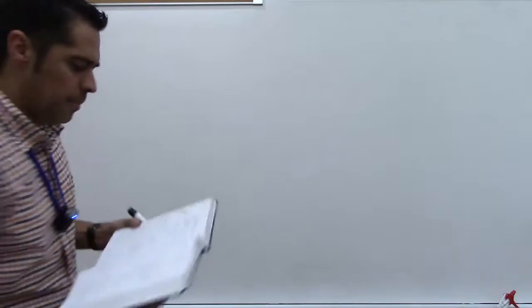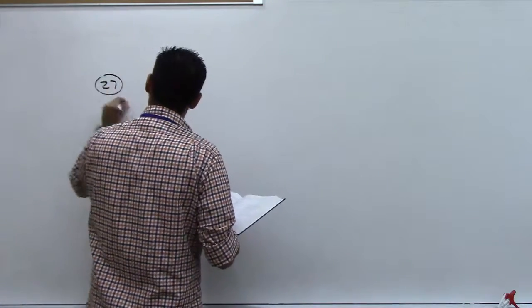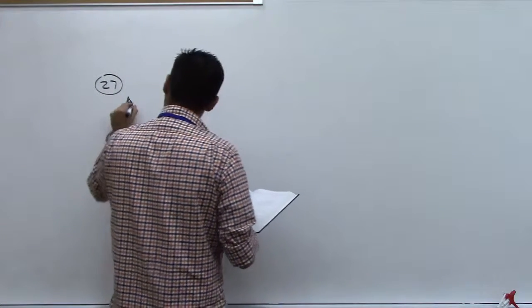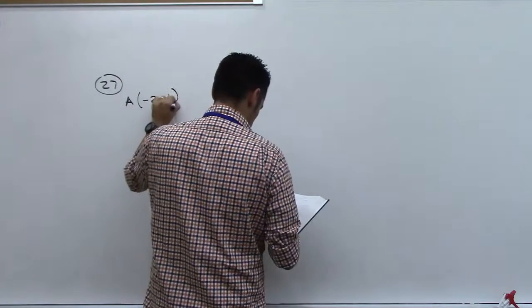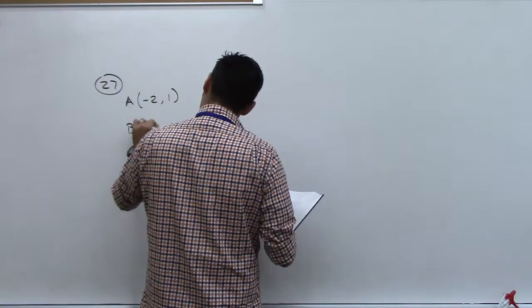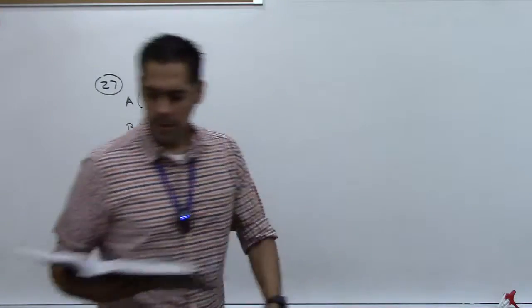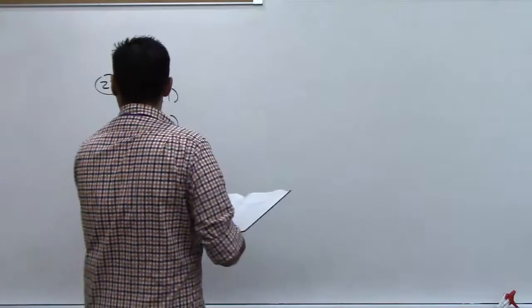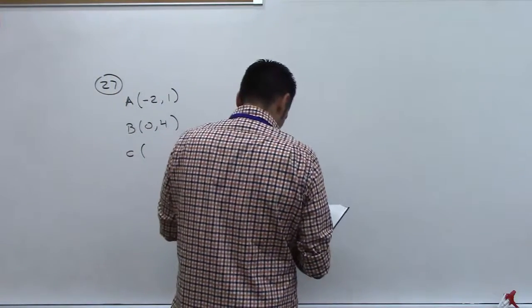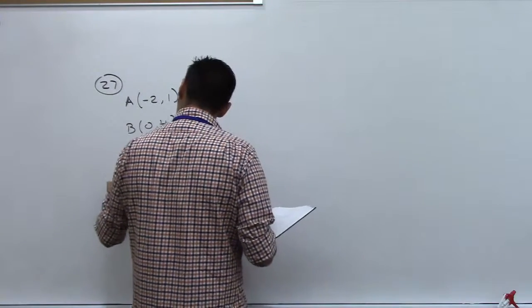Find the area of the parallelogram with these vertices. So we're given points A is -2, 1, B is 0, 4, C is the point 4, 2, and D is 2, -1.